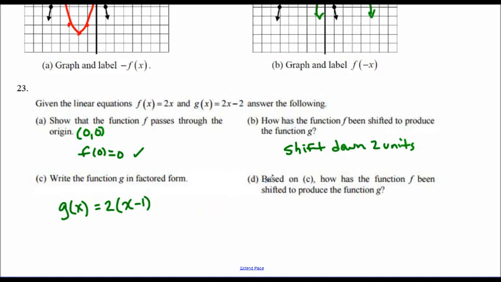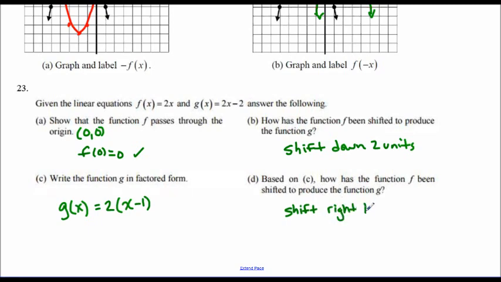All right, and then so what it says is, all right, if you look at the original g of x, it looks like it's down 2 units, but now when we look at this other form of it, well, what's different about it? It still has the 2, but now inside the parentheses there's a minus 1. So think about what that transformation would be. And hopefully you would say it's a shift to the right 1 unit.